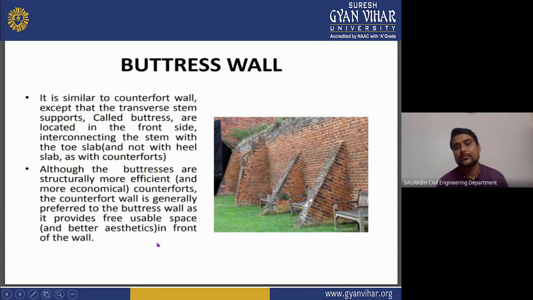This is also one kind of retaining wall. It is similar to a counterfort wall except that transverse stem support, or buttresses, are located on the front side, interconnecting the stem with the trough slab, not with the heel slab as in the counterfort. Although buttresses are structurally more efficient than counterforts, the counterfort wall is generally preferred to the buttress wall as it provides free, usable, unobstructed space in the front of the wall.